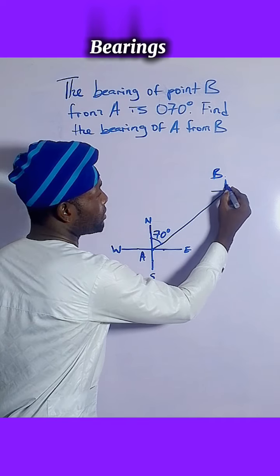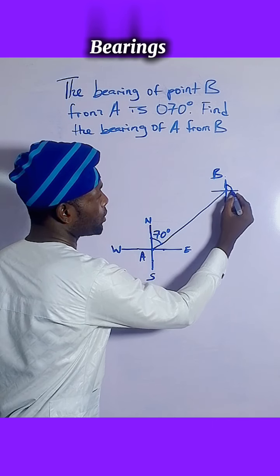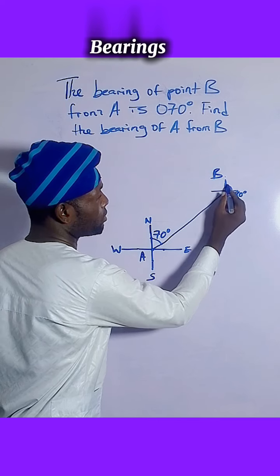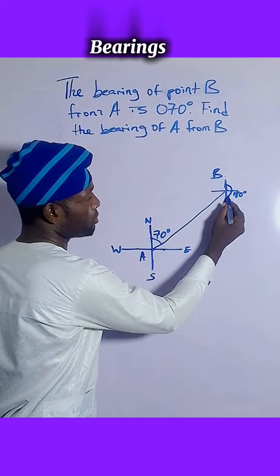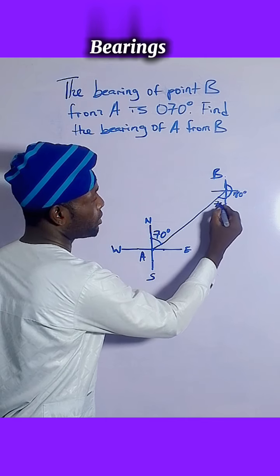From this point to this point, we have 90 degrees. From this point to this point, we have another 90 degrees. Now we are having 180 degrees from this point to this point. Now from this point to this line, this is where we are going to stop. We'll be having 70 degrees.